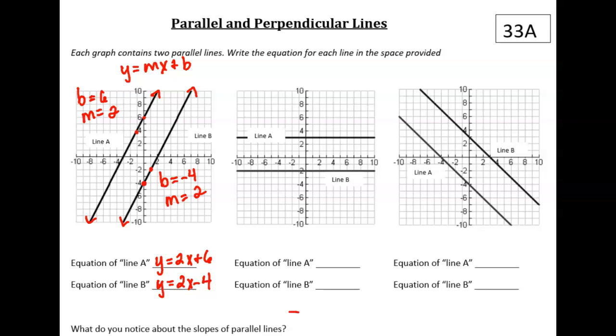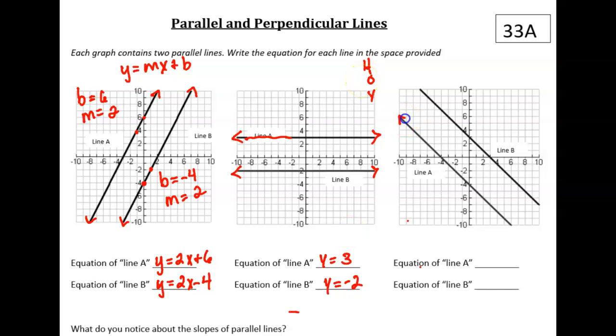Okay, so let's look at the next example here. I've got two horizontal lines. When we have a horizontal line, we think of HOY. So a horizontal line has a 0 slope. The equation of line A would be y is equal to, and we're crossing at 3. So y is equal to 3 for line A. And then for line B, our equation would be y is equal to -2. Again, the slope in both cases would be 0.